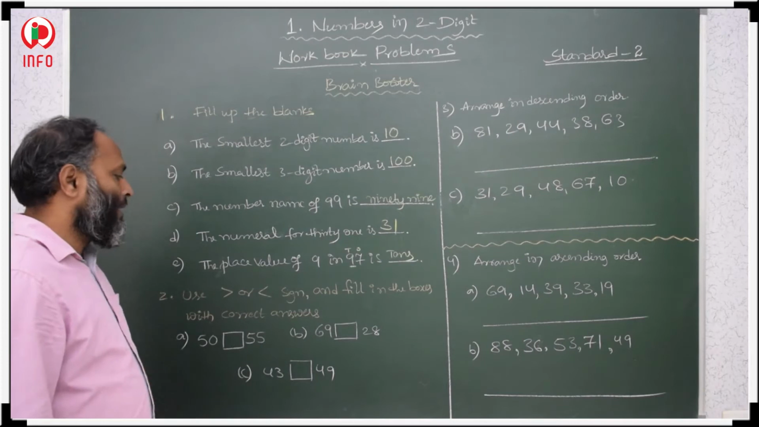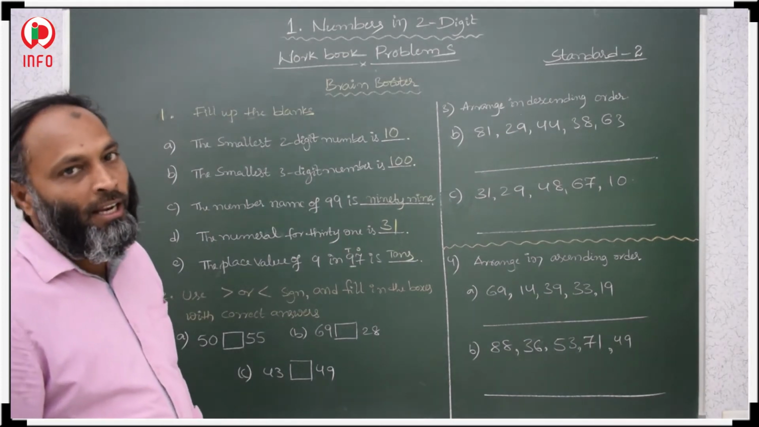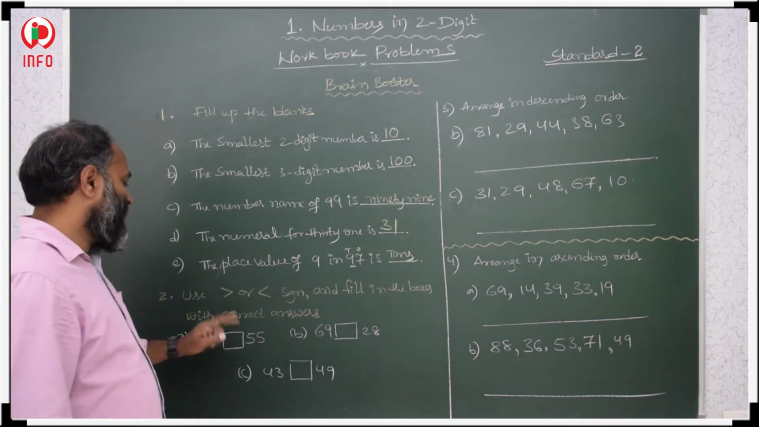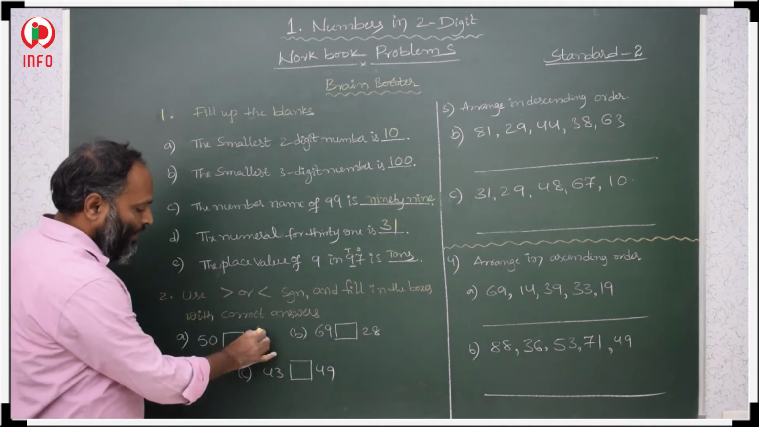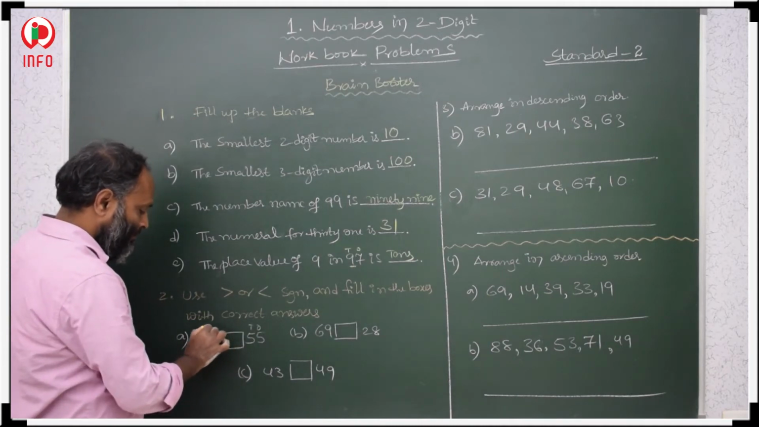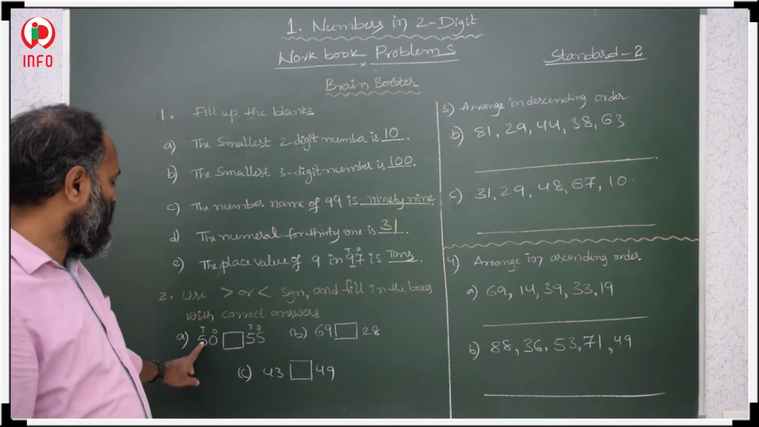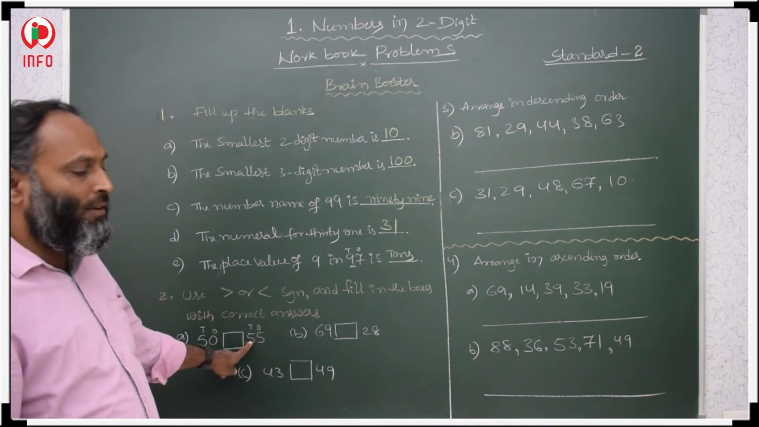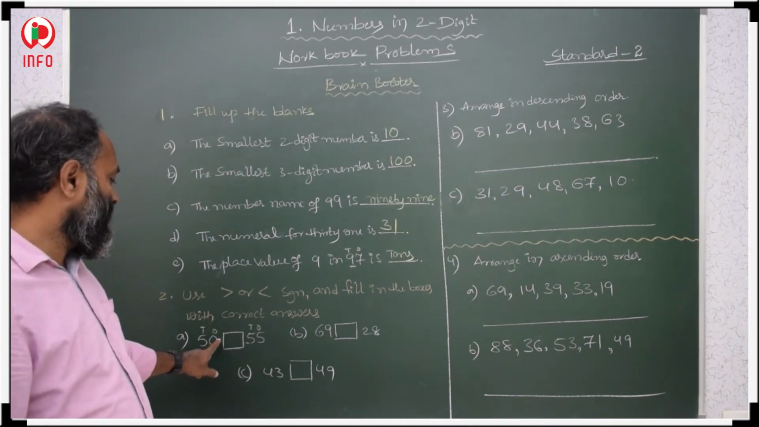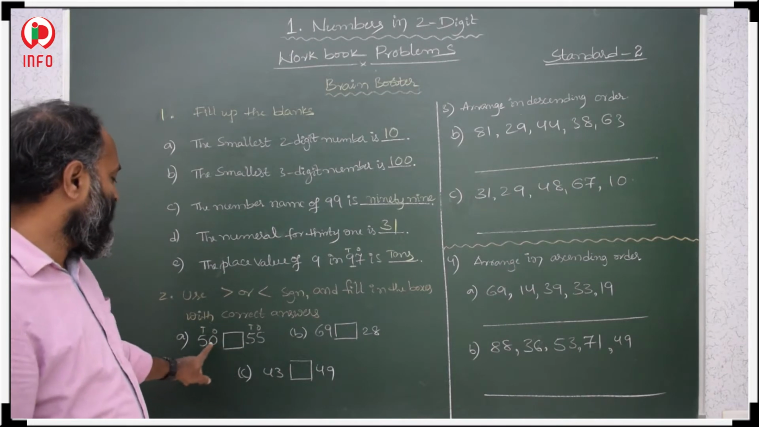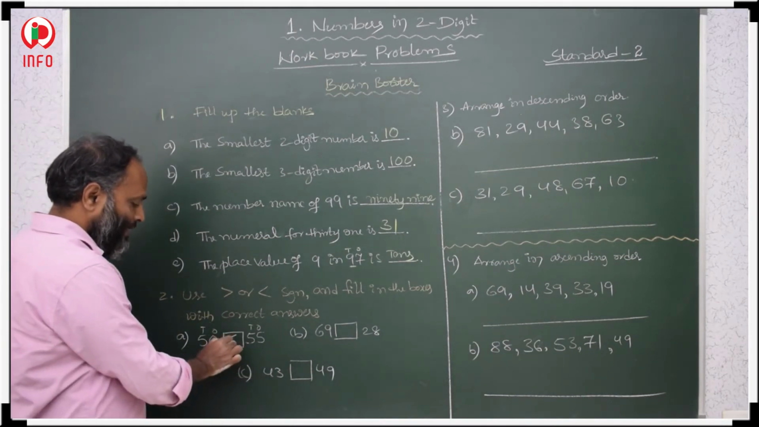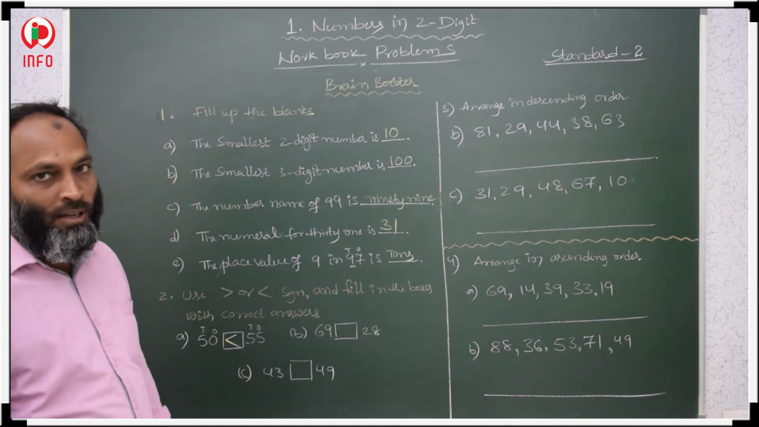And here greater than, less than, we already did, and again we recapitulate this. How to compare? We did. First we check the tens place. 5 and 5 are equal, and we go to the ones place. 0 and 5. 0 is less, so here less. 50 is less than 55.